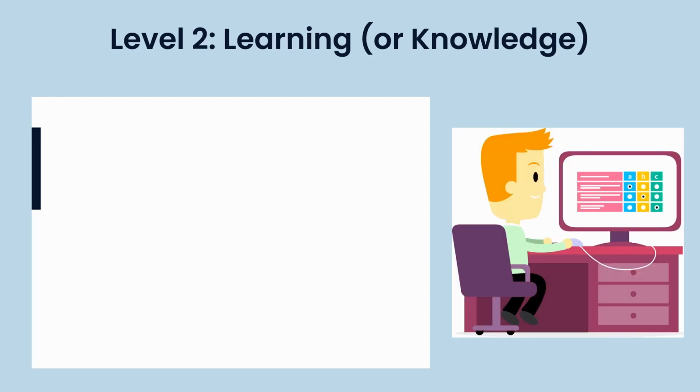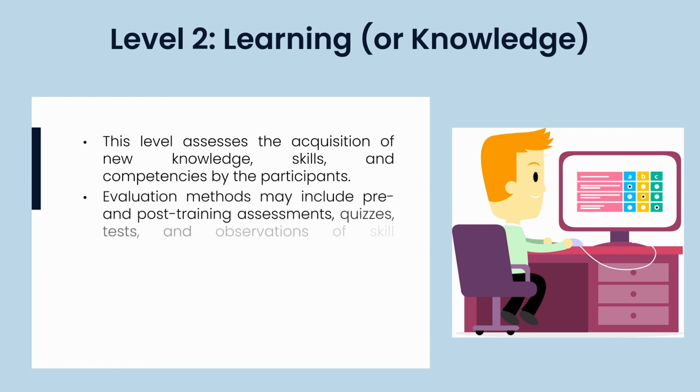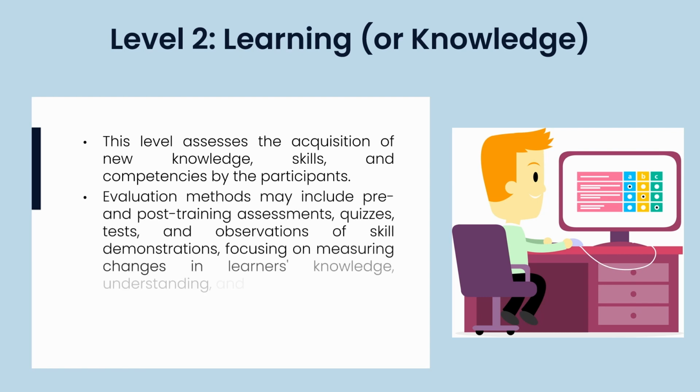Moving on to the second level, learning or knowledge outcomes. This level assesses the acquisition of new knowledge, skills, and competencies by the participants. You can use methods like pre- and post-training assessments, quizzes, tests, and observations of skill demonstrations to measure changes in learners' knowledge, understanding, and proficiency.